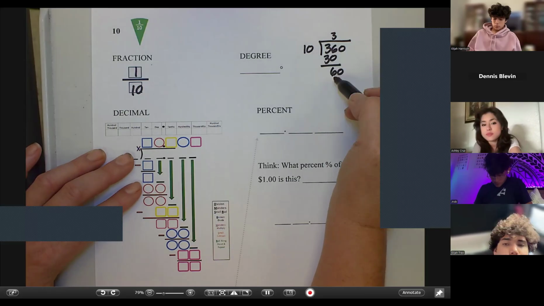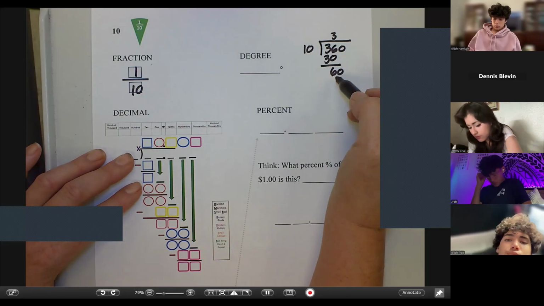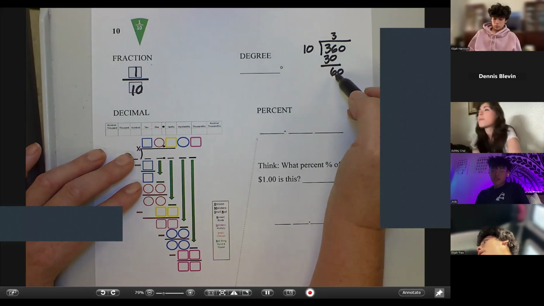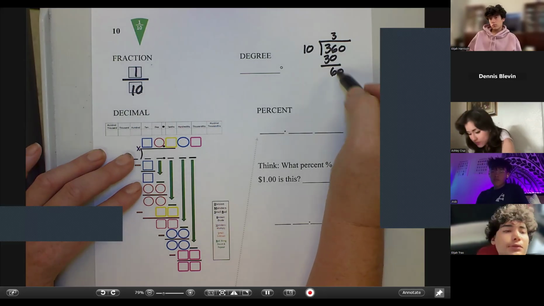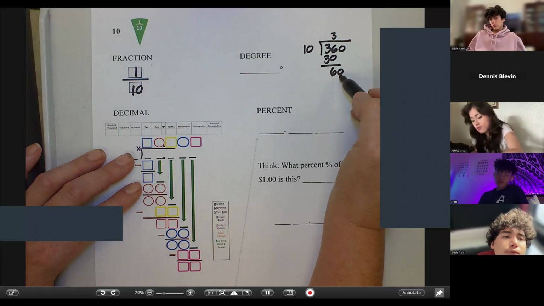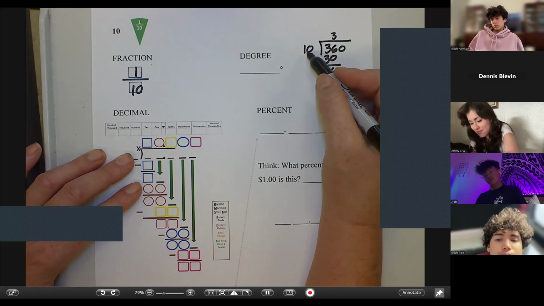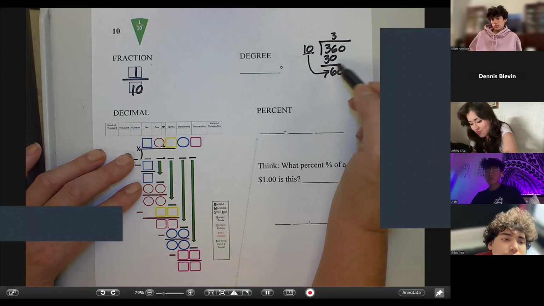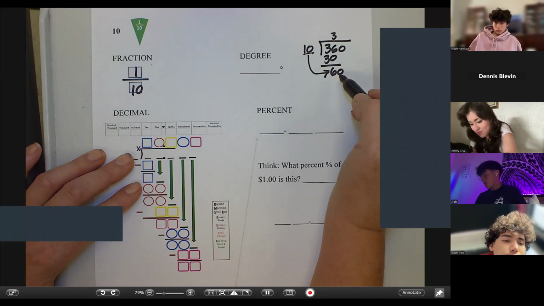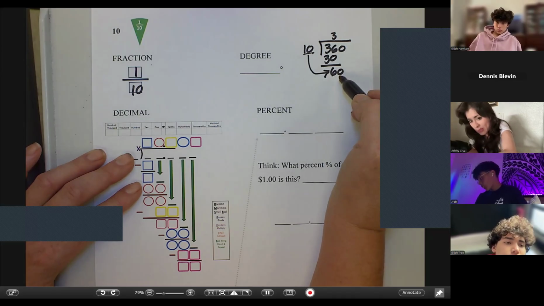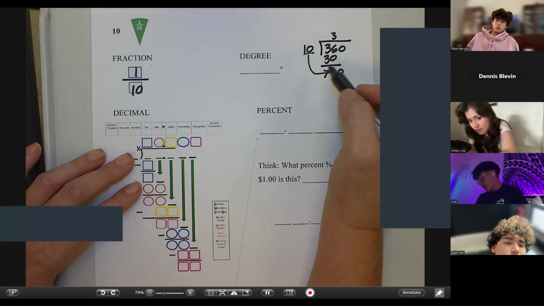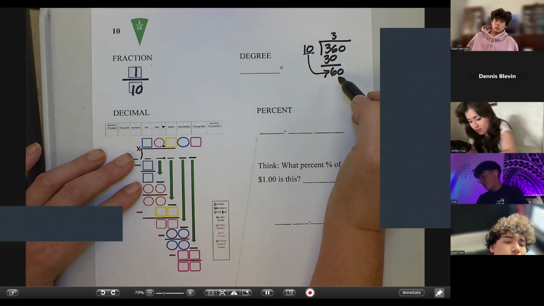10 goes into 60. Samantha, 10 goes into 60. How many times, ma'am? 30. Wait, I don't know. No, 10 goes into 60, dear. 3. How many 10s fit in 60? Maybe I'll rephrase it.